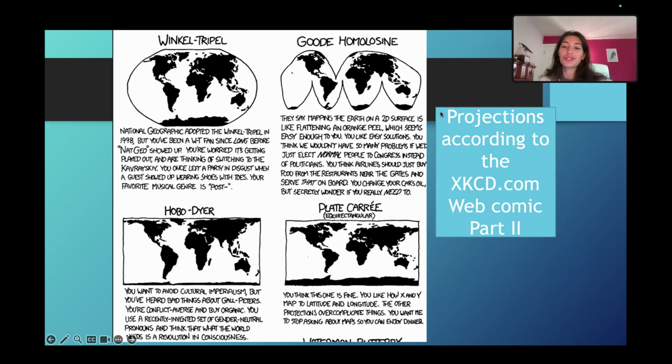Another cute comic, projections according to the xkcd.com webcomic. I won't go over it, but I'll let you guys come back to this if you'd like.